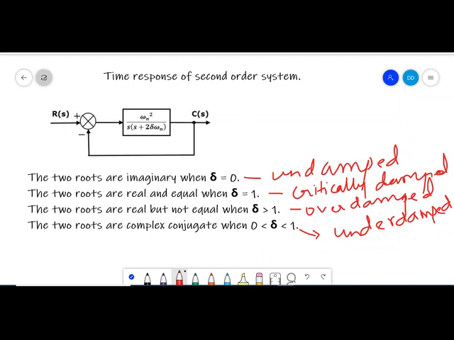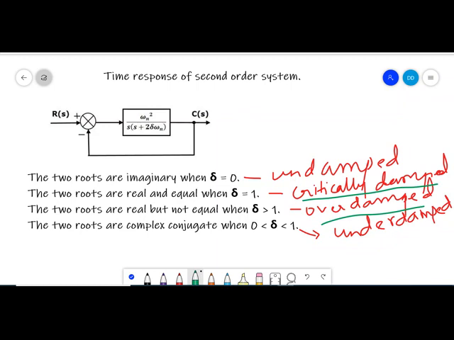Both the critically damped and overdamped systems do not exhibit any peak overshoot. That is the most important point to remember. Critically damped and overdamped systems do not exhibit any peak overshoot.